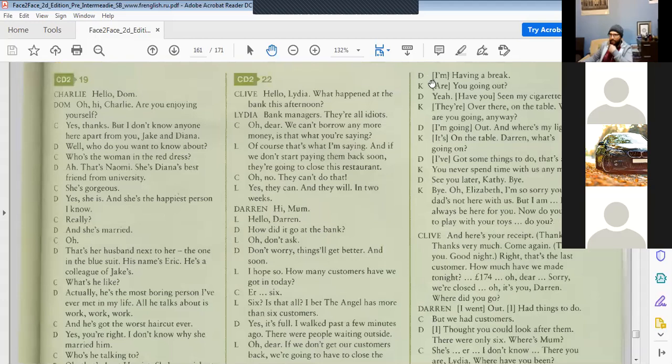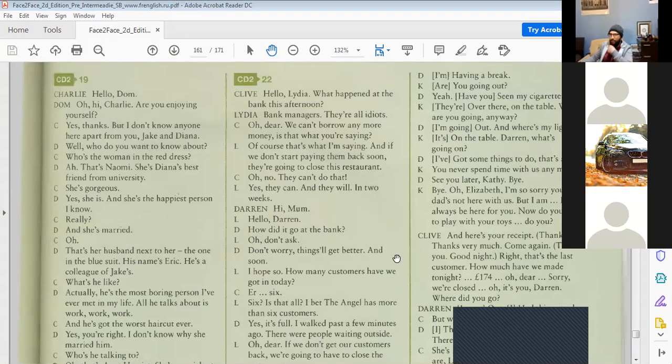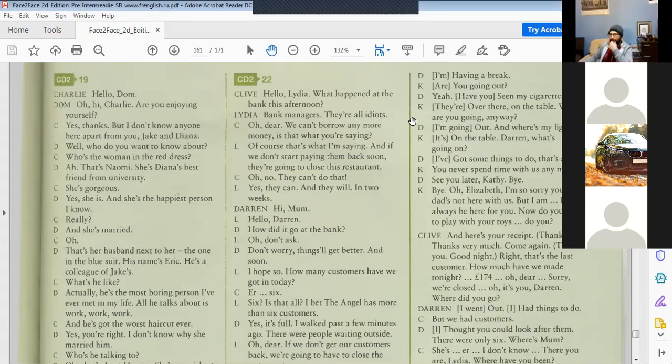So we're gonna start here. Having a break. You going out? Yeah. See my cigarettes? Over there on the table. Where are you going anyway? Out. And where's my lighter? On the table. Darren, what's going on? Got some things to do, that's all. You never spend time with us anymore. See you later, Kathy. Bye. Oh, Elizabeth. I'm so sorry your dad's not here with us. But I am. I'll always be here for you. Now, do you want to play with your toys? Do you?